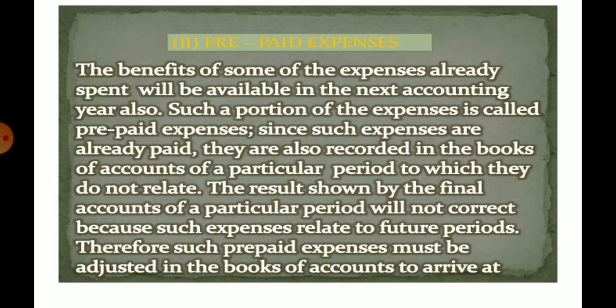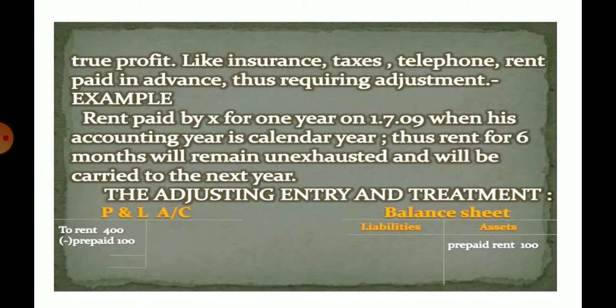Now, prepaid expenses: the benefit of some of the expenses already spent will be available in the next accounting year also. Such portion of expenses is called prepaid expenses. Since such expenses are already paid, they are also recorded in the books of account for the particular period to which they do not relate. The results shown by the final account of the particular period will not be correct because such expenses relate to a future period. Therefore, such prepaid expenses must be adjusted in the books of account to arrive at the true profit, like insurance, taxes, telephone, and rent paid in advance, thus requiring adjustments.